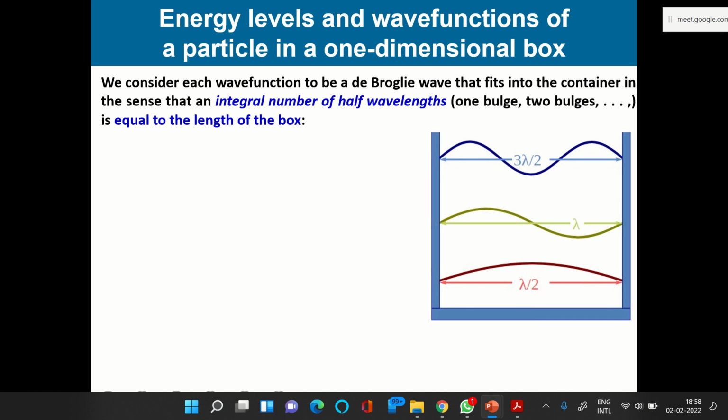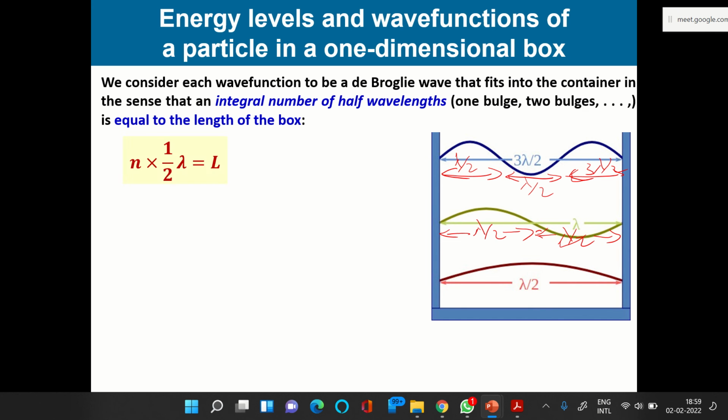Okay, so it is the lambda by 2, 1 lambda by 2, 2 lambda by 2. So you have to fit it like this. So this is lambda by 2 and another lambda by 2. So 2 lambda by 2, and in this case it is lambda by 2, another lambda by 2, and a third lambda by 2. So you can see 3 lambda by 2, very easy, equals the length of the box.